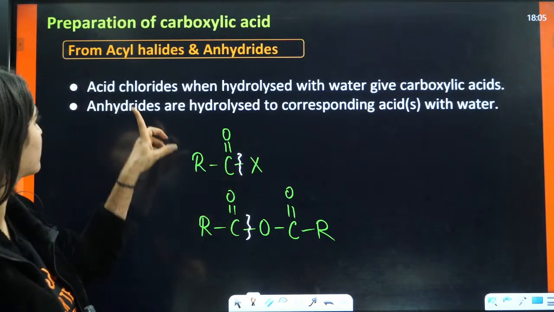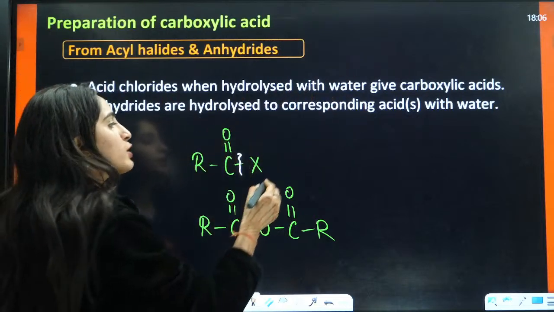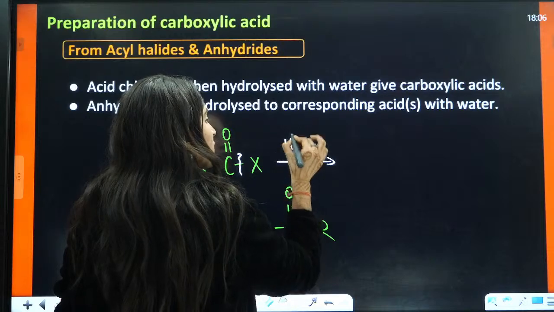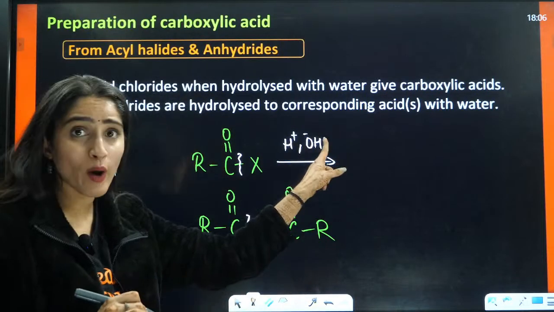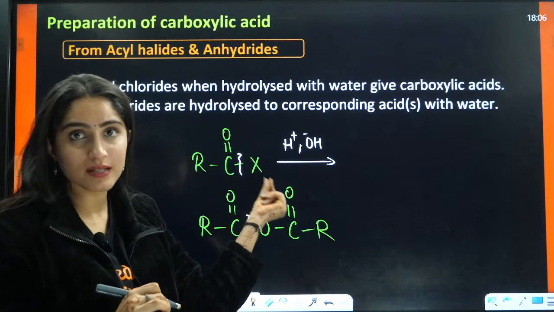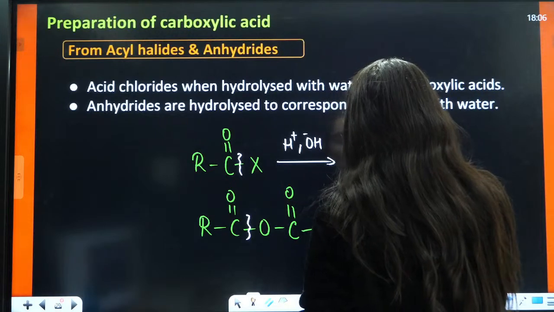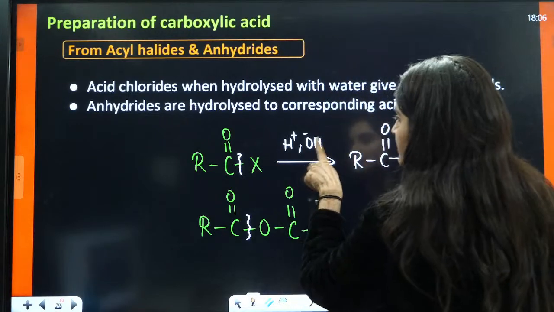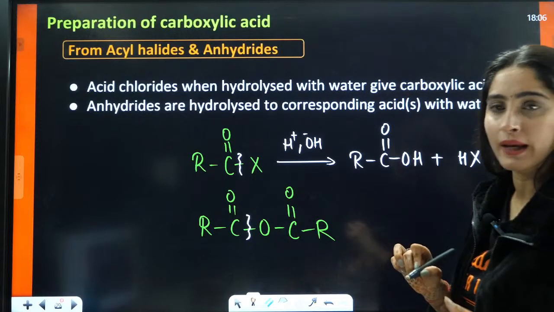So basically, when you hydrolyze acid chlorides with water, what is going to happen? You will have H positive and OH negative. This OH negative is going to attach to this carbon, and you will have the formation of RC double bond O, OH. This H positive is going to attach with this X, so it will be HX. HX will be eliminated here.